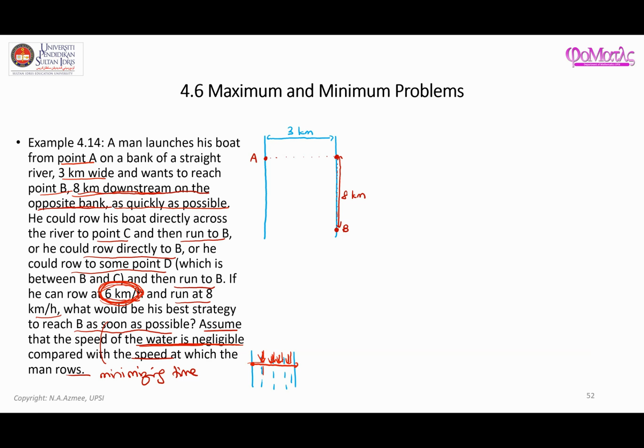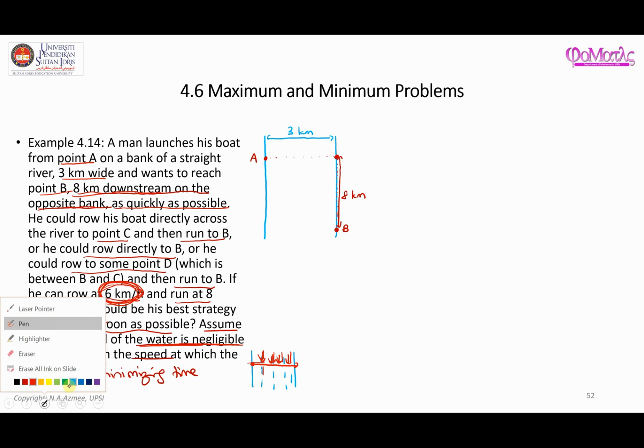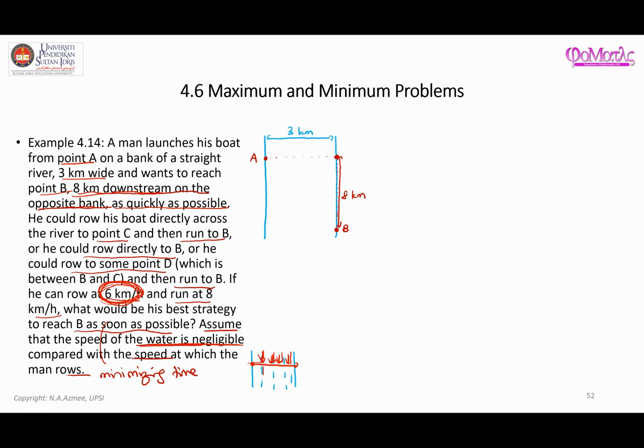Okay, so based on what you have seen so far, we understand that there are three options for the man to reach point B from point A. So the first option is, I'm going to write down the first option. The first option is he's going to row the boat across the river to point C, so directly across. So that means it's going in this direction, directly across. So this is called point C. He's going to row the boat from A to C.